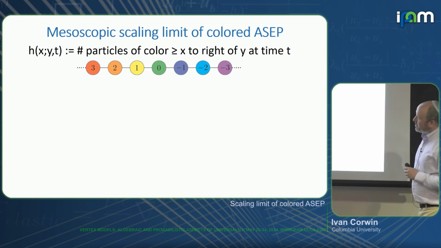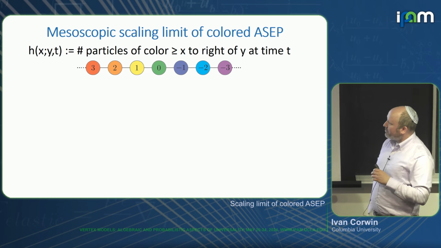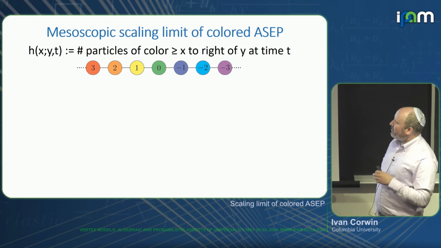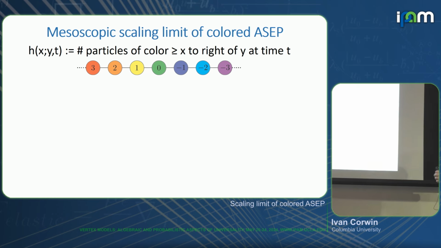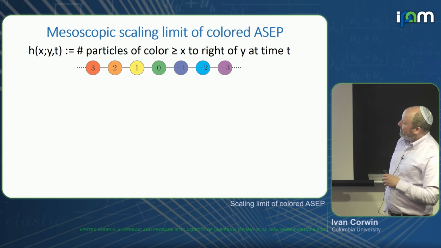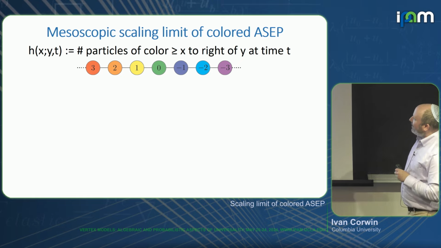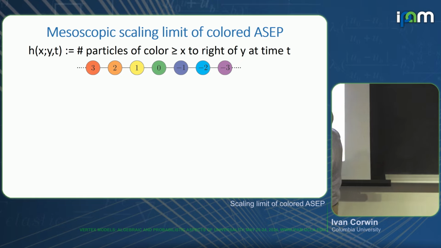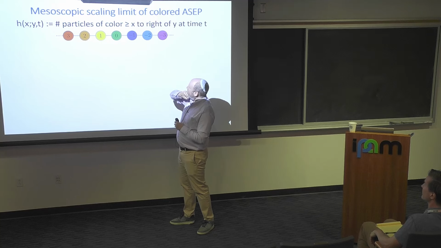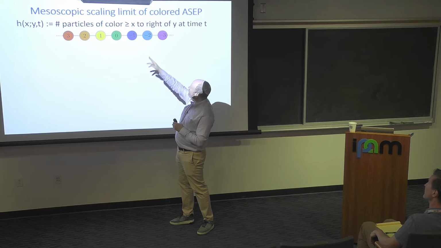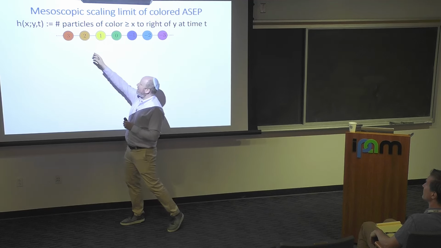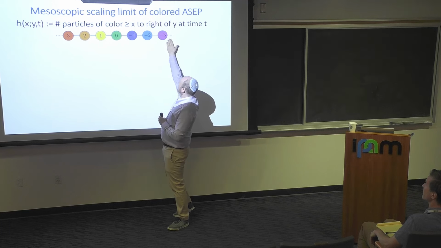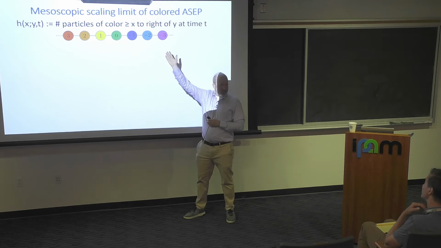You say that h of x, y, t, where x and y are integers, is going to be the number of particles. So we're starting in this special kind of reversed initial data, what we call packed initial data. So it's the number of particles of color bigger than or equal to x that are to the right of y at time t. So if x is 0, and now you ask how many particles of color bigger than or equal to 0 at time 0 are to the right of position 3, the answer will be 0, right?